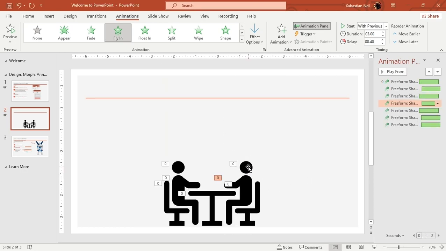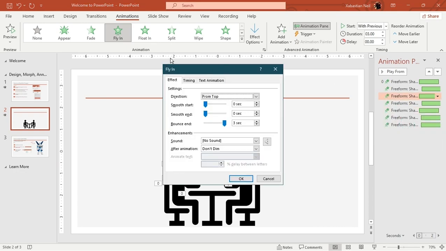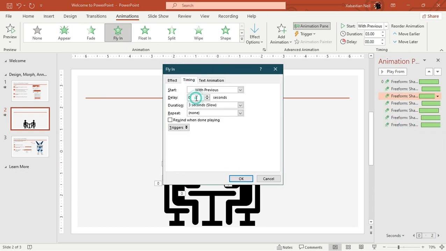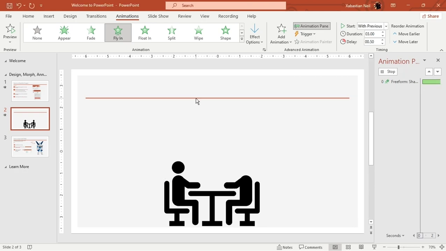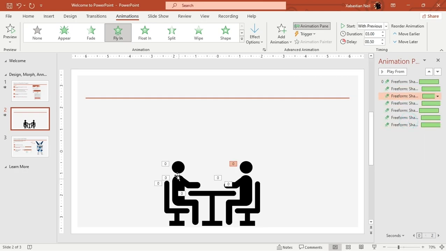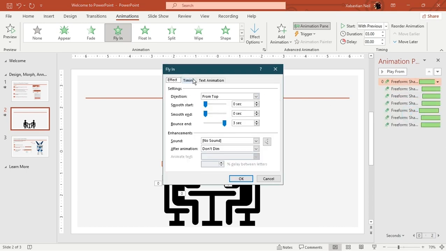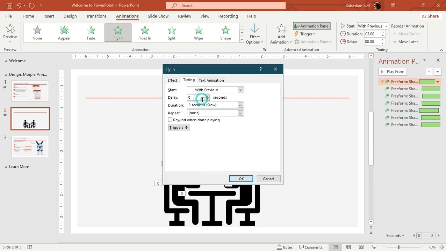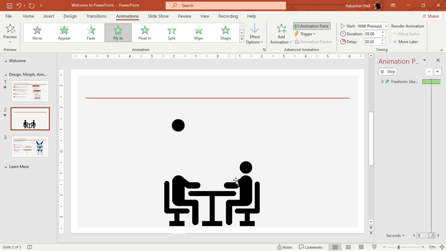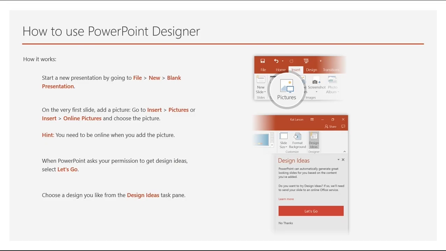Now the head is going to be 0.50. Go to timing, 0.50. Okay, select this head too. Now I'm going to add 0.50. Timing 0.50. Press on OK. Now this will quite be done. Okay, press F5.